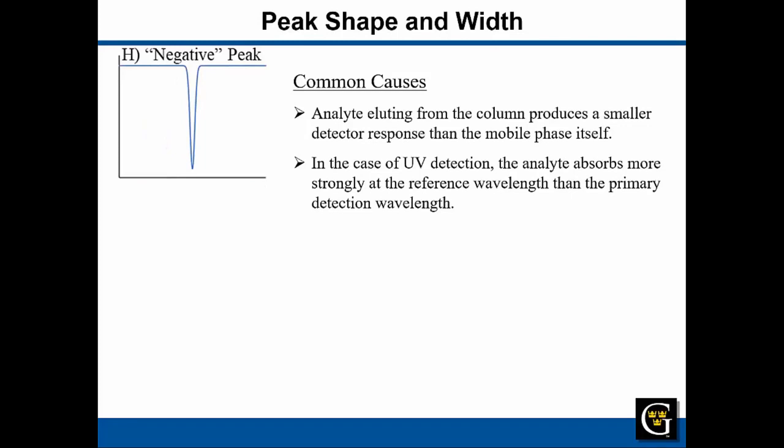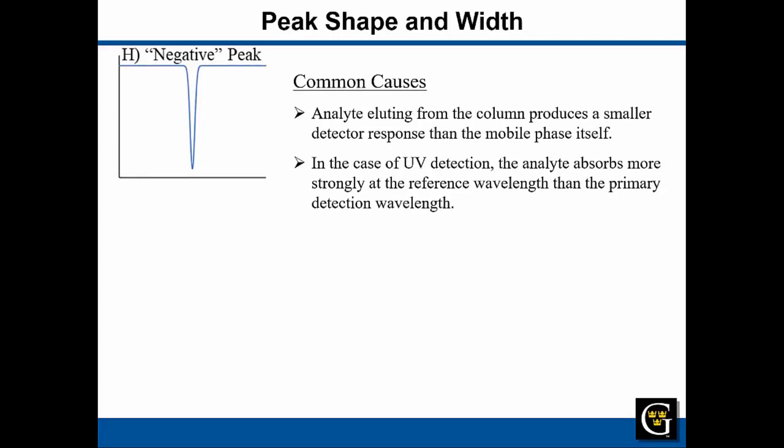Finally, we have here what we call a negative peak. So in this particular case, the peak shape is quite nice in the sense that it's narrow and symmetrical, but it's inverted relative to what we normally expect. So at least in the case of UV detection, the two most common causes of this are cases where the analyte eluting from the column is producing a smaller detector response than the mobile phase itself. So if the mobile phase absorbs quite a bit of light, but the analyte eluting actually is more transparent than the mobile phase or absorbs less, then we can have a negative peak like this.